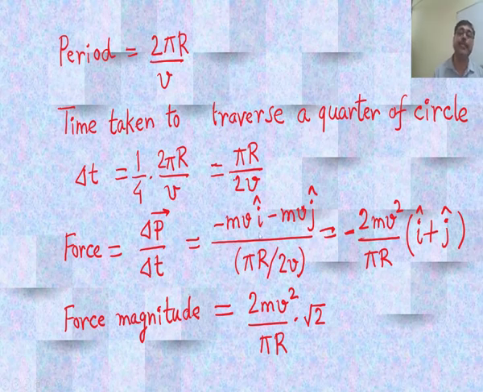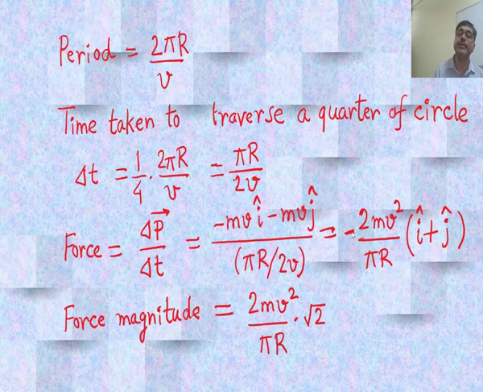So it becomes minus mvi minus mvj, the thing that we have written before, divided by delta t, pi r by 2v. And it becomes minus 2 mv square by pi r into i plus j. This is the force vector, remember. If we want to calculate the force magnitude, you can easily see the magnitude means the length of the vector within the bracket. And this is nothing but root over 2.